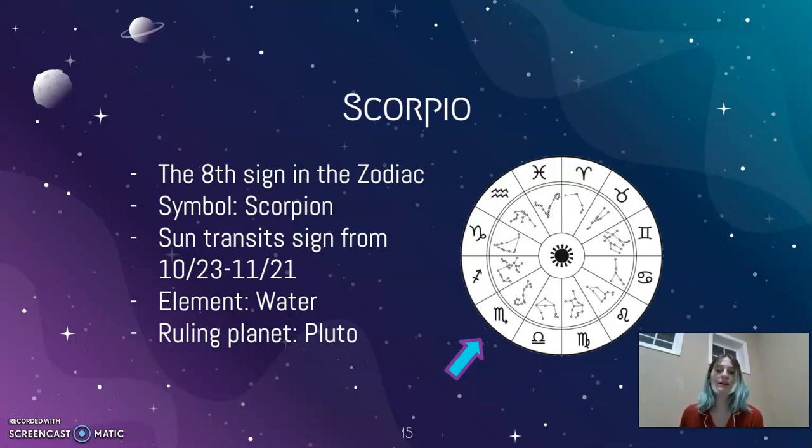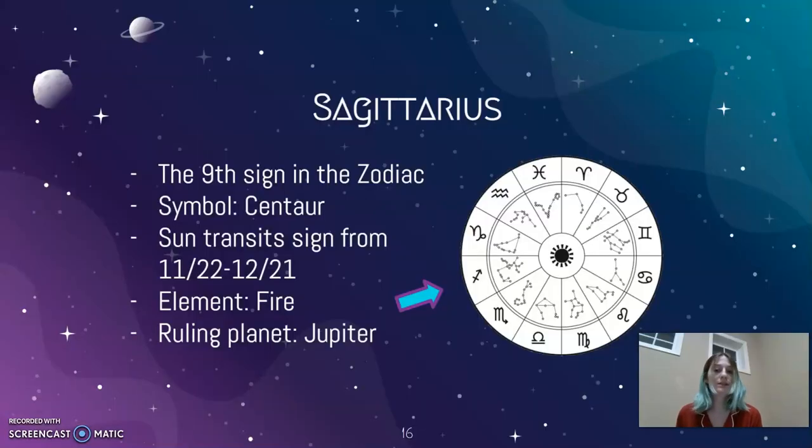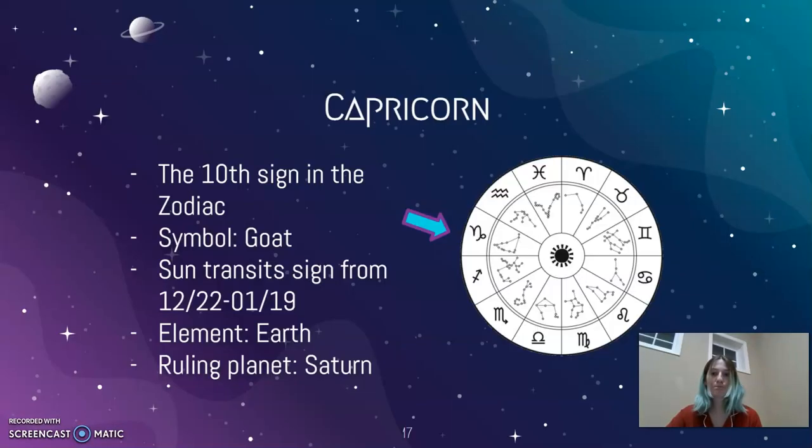Scorpio is the eighth sign. Symbol is scorpion. Transits October 23rd to November 21st. Element is water. Ruling planet is Pluto. Sagittarius is 9. Symbol is centaur. Transits November 22nd to December 21st. Element is fire. Ruling planet is Jupiter.